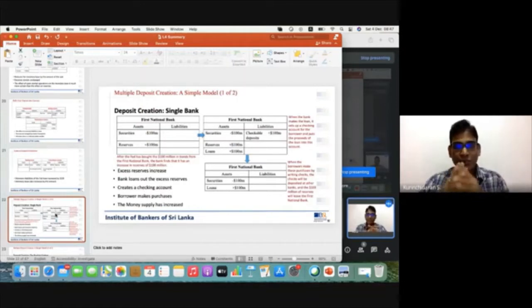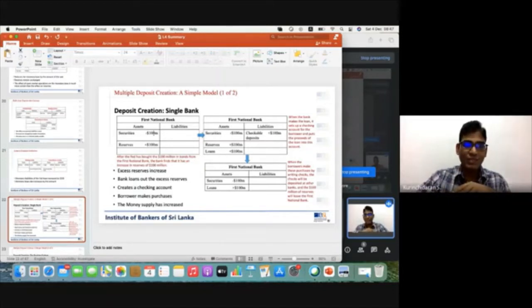So I just want to show you multiple deposit creation in a simple model. How nothing changes in the central bank monetary base, but deposits are created so many times, or the figures are increasing. How?